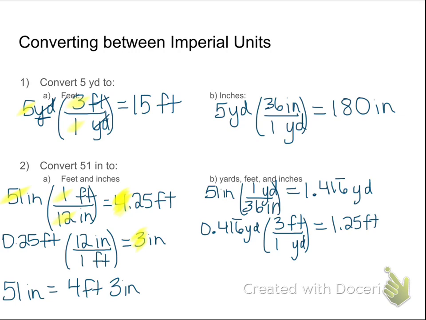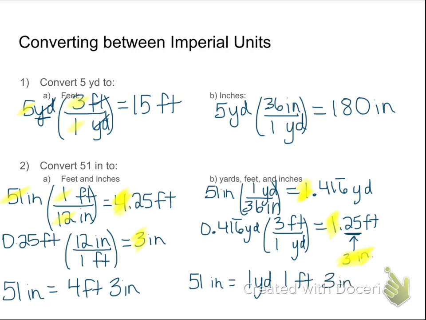Now in the last question, we calculated that this 0.25 feet was the same thing as 3 inches. So we don't really need to do that again. We can use what we have. So we know that we have 1 whole yard, we had 1 whole foot, and then we've got this 3 inches that was left over. That means that 51 inches is 1 yard, 1 foot, and 3 inches.